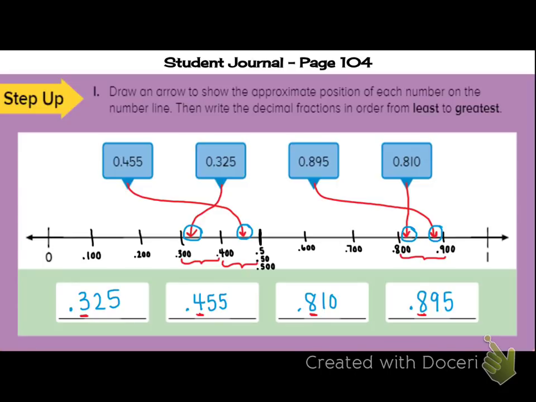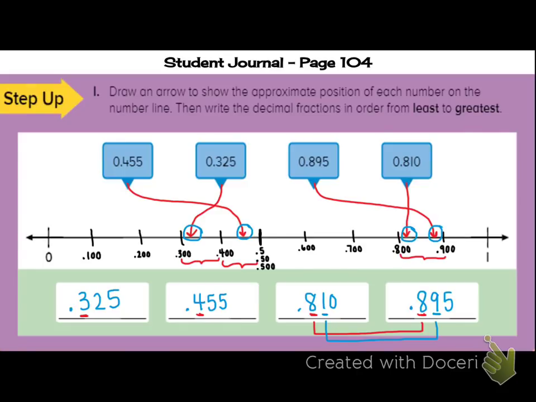And then when you look at the 8, because these are still the same, you have to go to the next place value. The next place value is a 1 in the hundredths and a 9 in the hundredths. And since 1 is less than 9, you know that 810 thousandths is going to be less than 895 thousandths.